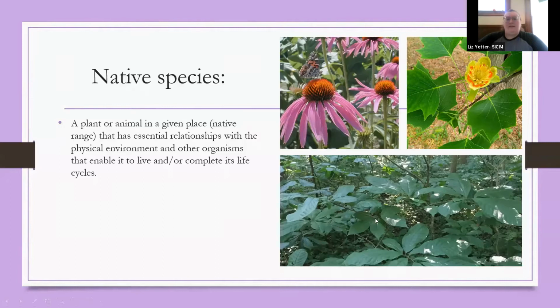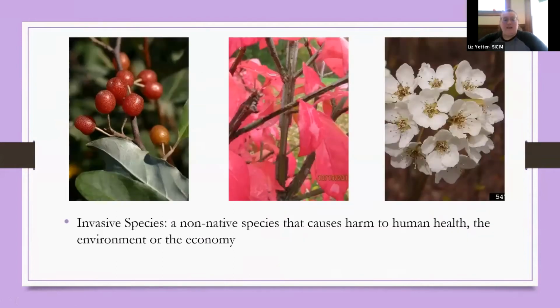And just a few of our native plants, we've got our coneflower, our state tree, the tulip tree, and then pawpaw, which can get very thick in a wooded setting, but it is a native species. So just because a native species might get a little large or have a large population in an area doesn't mean it is invasive, because to be an invasive species, it has to be non-native and it has to cause some sort of harm to either human health, the environment, or the economy. So when we're talking about invasive species, they're always going to be a non-native species, and they're causing some sort of harm to the environment or other factors.